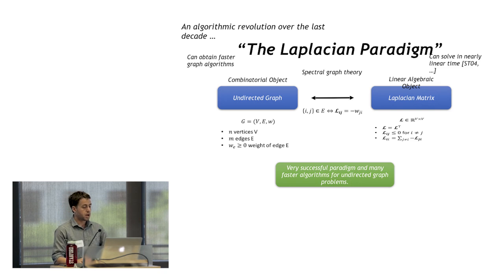That showed that if you want to look at these linear algebraic objects, it turns out you can solve linear systems in them in near linear time. And once you have this new primitive, you can feed this through an active area of research over the last few decades on spectral graph theory that has built a whole host of connections between properties of these linear algebraic objects and combinatorial objects. You can use the fact that you have a nearly linear time algorithm to solve these linear systems to extract information from these linear algebraic objects and use that to get faster algorithms for extracting combinatorial properties of graphs.